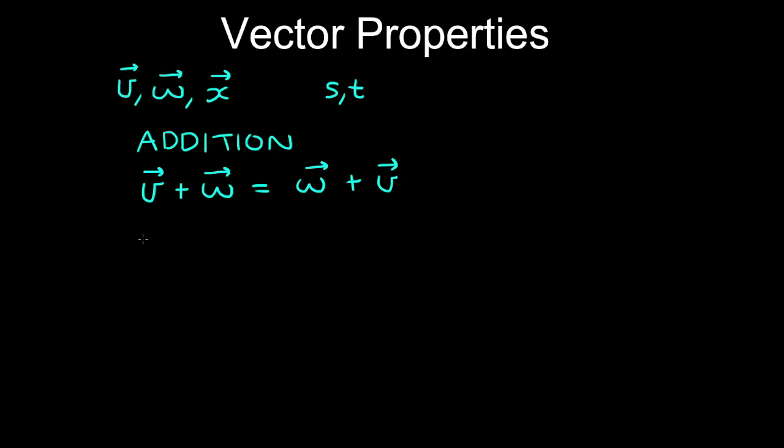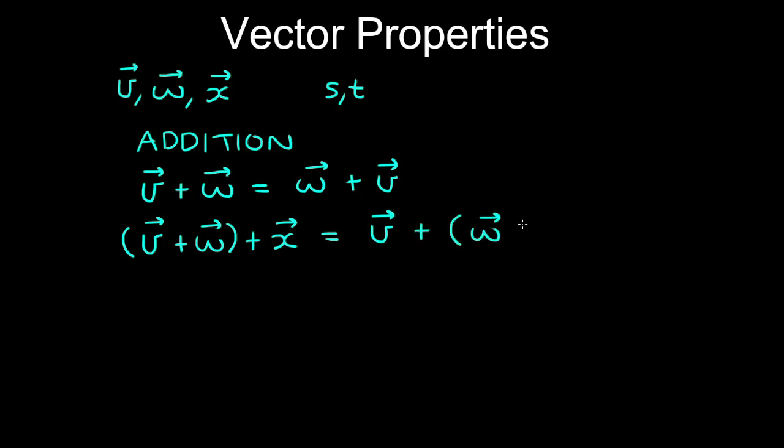And the associative property is when we add two vectors, being v and w, and add this to a third vector, then that's the same as adding a vector v to the sum of vectors w and x. And if we add the 0 vector to a vector v, then we get back the vector v.